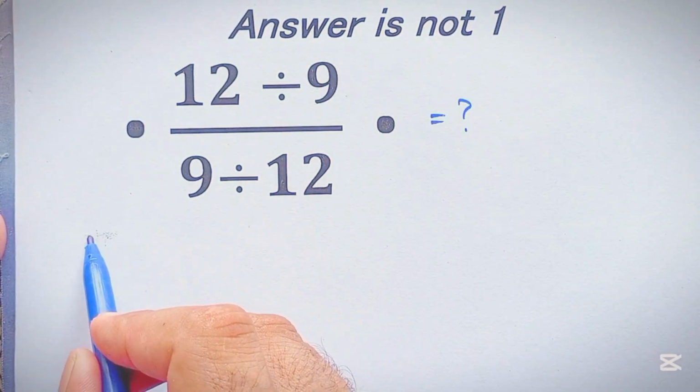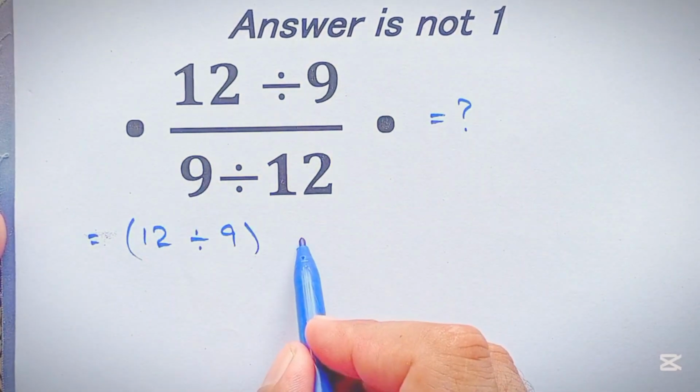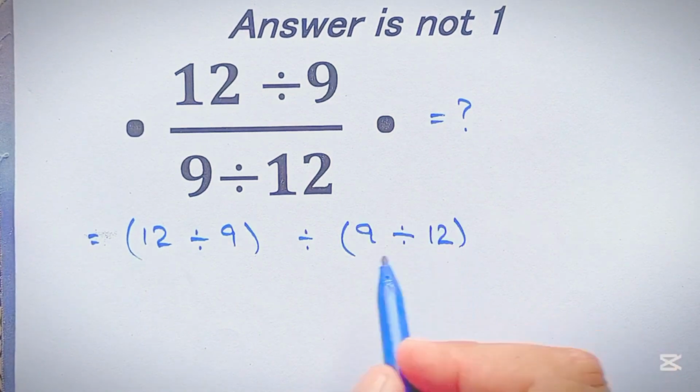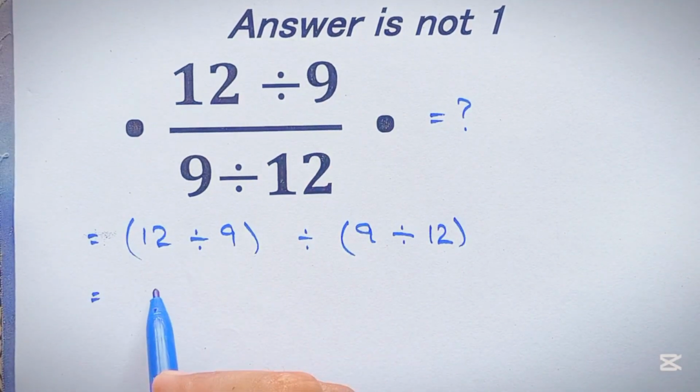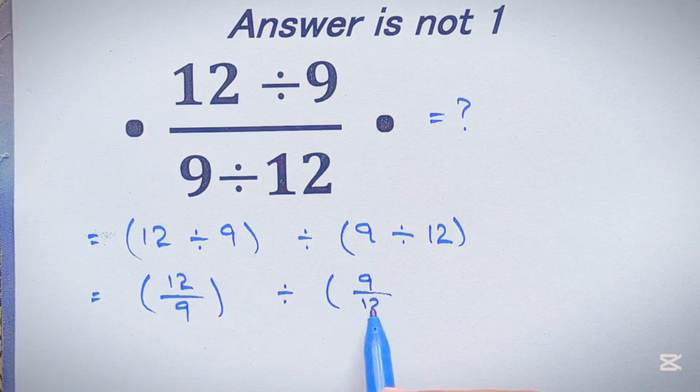We will rewrite this operation as 12 divided by 9, this whole division, and 9 divided by 12. Now again rewrite both brackets as 12 over 9 whole divided by 9 over 12.